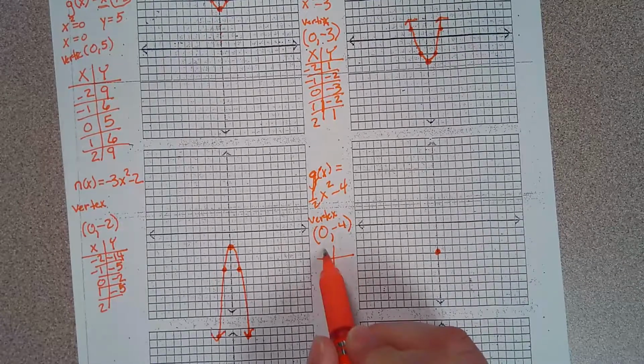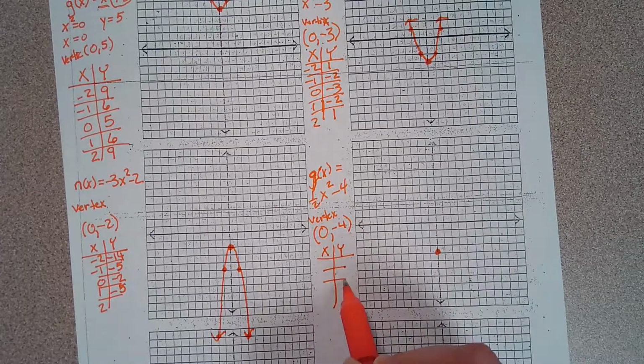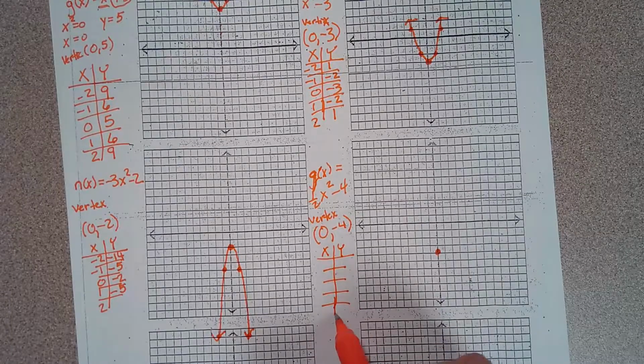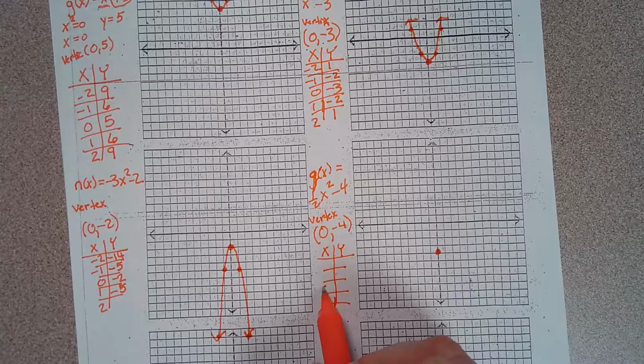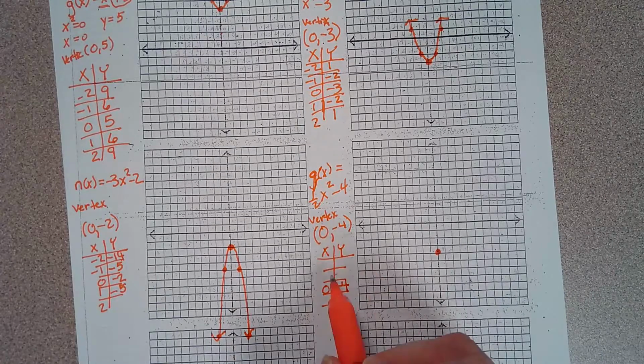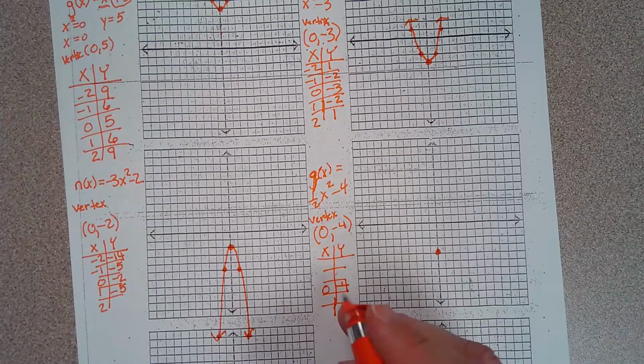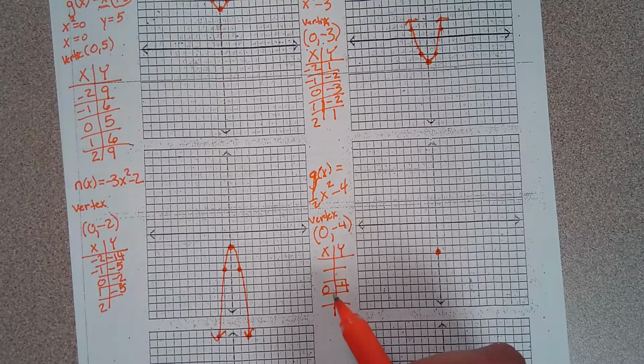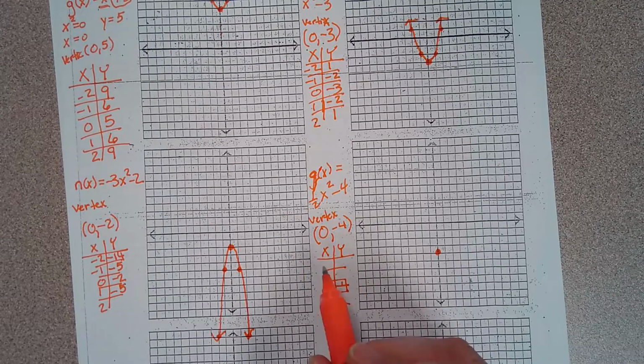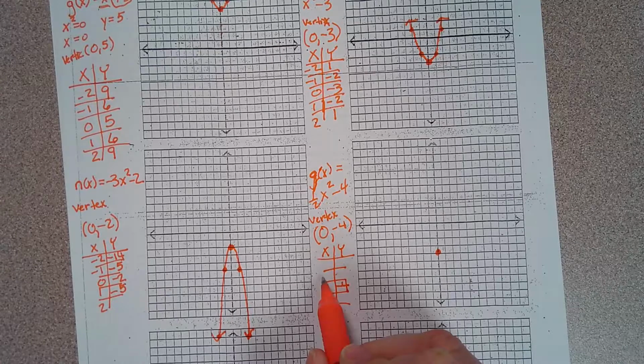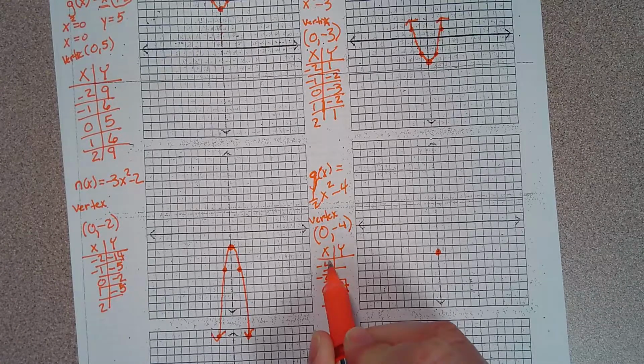Well, let's put in some points and see if we can find something. So 0 and negative 4. I'm going to try to stick with even numbers because of cutting it in half. It's easier to cut halves once they're even. So I'm going to do negative 2 and negative 4, which is going to give me 2 and 4 down here.